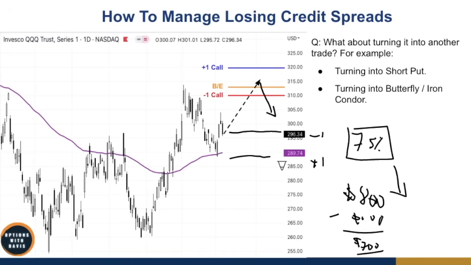So that is why I don't really like the idea of turning it into a butterfly or iron condor, because once you do it, you're pretty much throwing in the towel, right? You're pretty much saying, I don't think I can really win. I just don't want to lose that much.